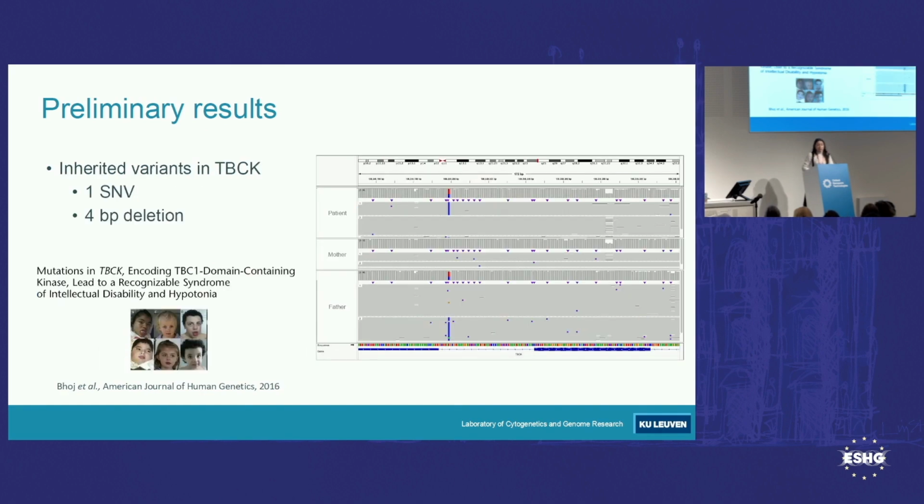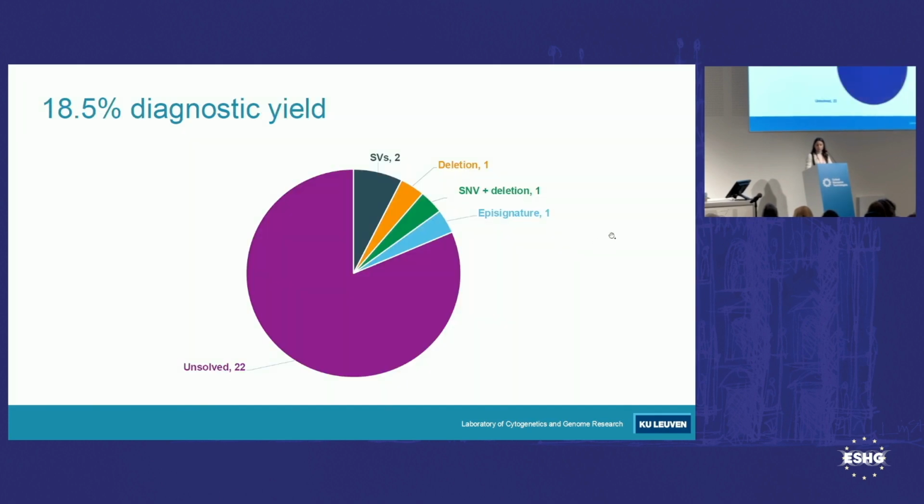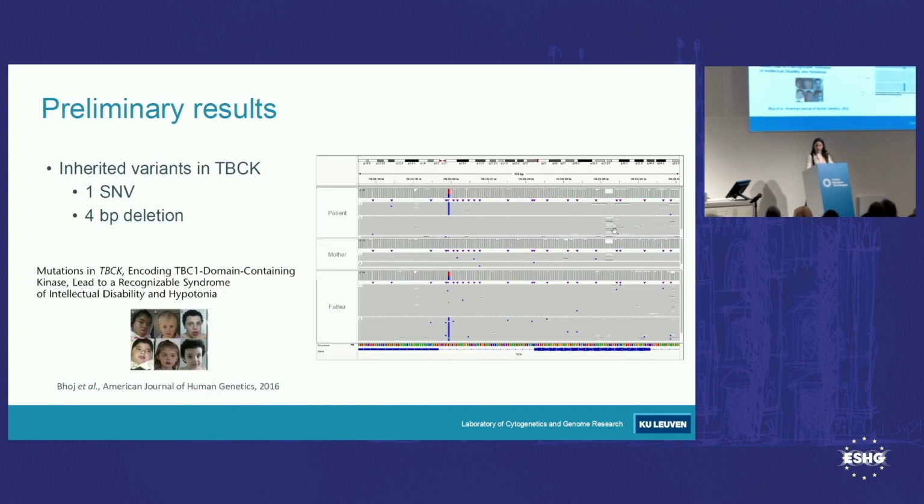And the last example I wanted to show you is the case of two inherited variants, actually. You have one single nucleotide variant that is inherited from the father and one 4 base pair deletion inherited from the mother, that again is happening in a gene that could explain the phenotype of the patient.